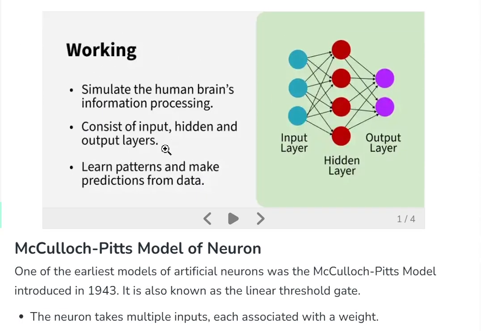So how does an artificial neural network work? Like the human brain's information processing, it consists of input, hidden, and output layers, and learns patterns and makes predictions from data. It's all about learning patterns and making predictions from data. An artificial neural network has three layers: input layer, hidden layer, and output layer. The input layer and output layer are only one layer each, but for hidden layers you can create multiple layers, like 1, 2, 3, 4, 10 layers, 15 layers.